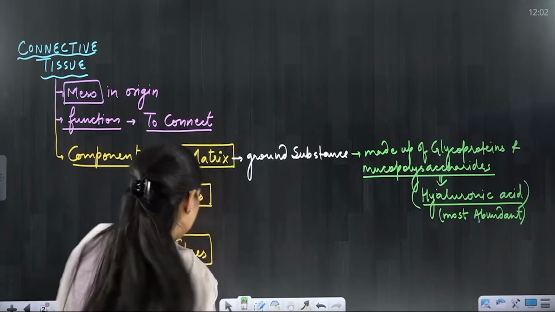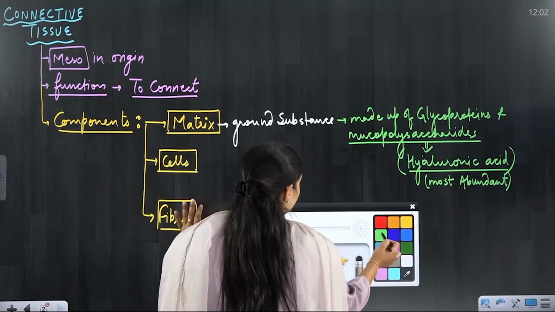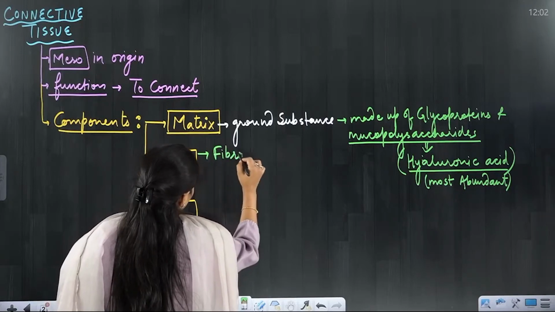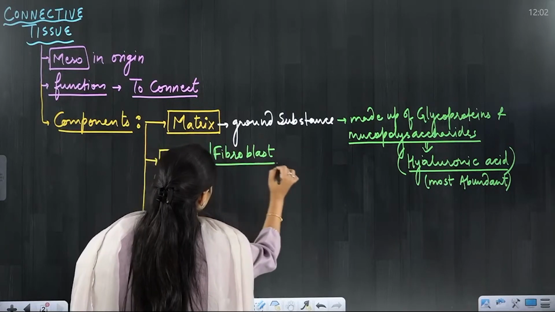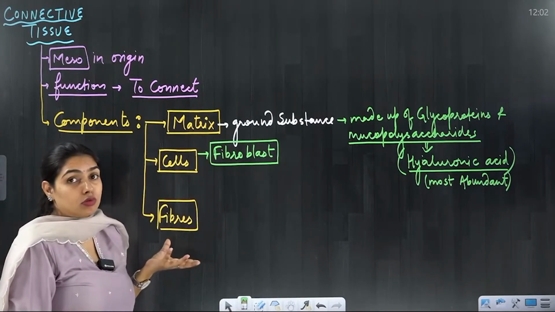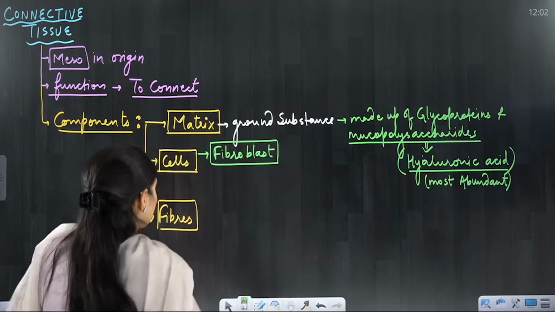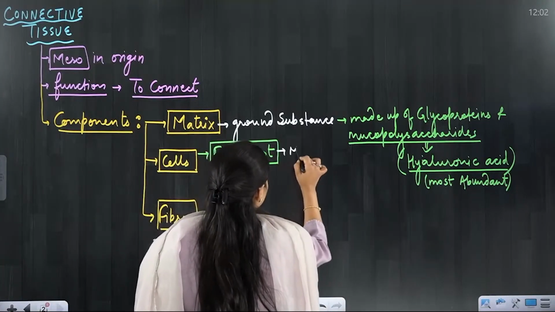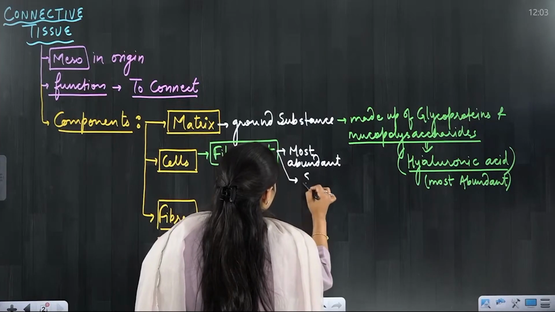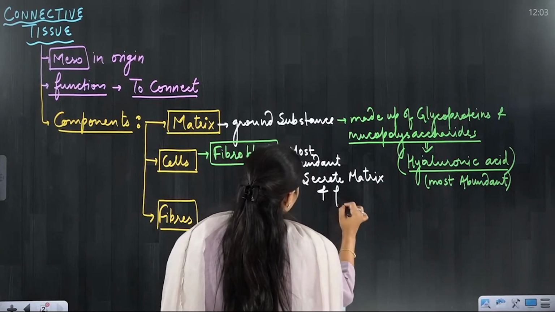Then coming to the cells. Many cells are there. I will tell you some of the important cells. The most abundant cell is fibroblast, beta. This fibroblast is going to secrete the matrix also, and it is going to secrete fibers also. So it is a very, very important cell. It is required because it is making the components of the connective tissue. So fibroblast is the most abundant cell of connective tissue. And what is its function? It secretes matrix and fibers.